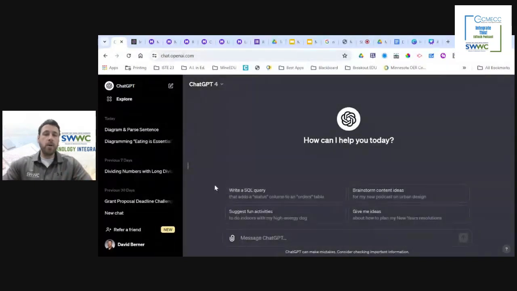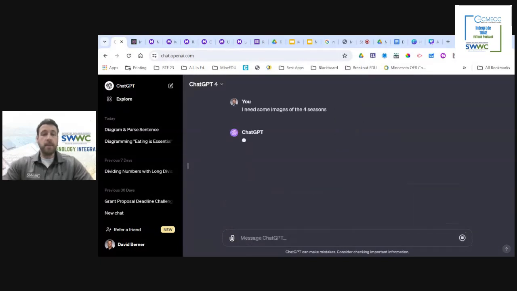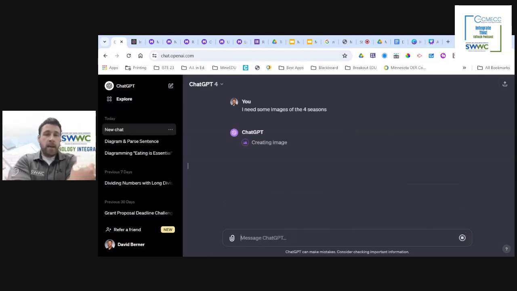images. So if I was to ask it something like, I need some images of the four seasons, we can then see that the DALL-E 3 plugin is starting to create images, and it'll start to load those. You can see it processing right there. This is really nice, because just a week or so ago, you had to switch over to the plugin specifically so that you could ask it to generate those images.